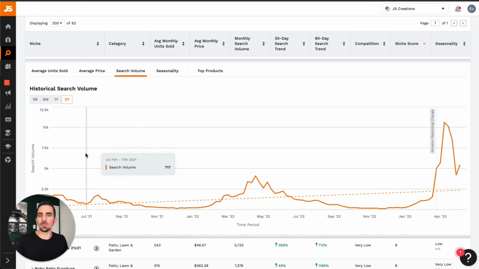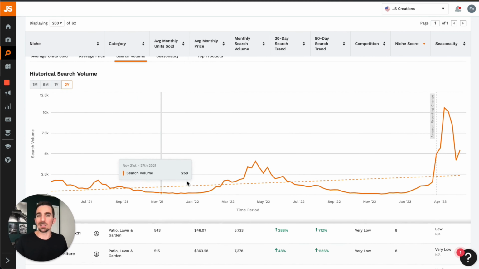Now the search volume is really cool because there's also this dotted line that indicates how this has actually been trending. Sometimes just watching the line move up and down, it can be pretty difficult to tell whether it really is moving up or down over a longer period of time. So that little dotted line is a recent addition to Jungle Scout that makes it a lot easier. And I should point out that as of this filming, Amazon recently changed how they report on keyword search volume.